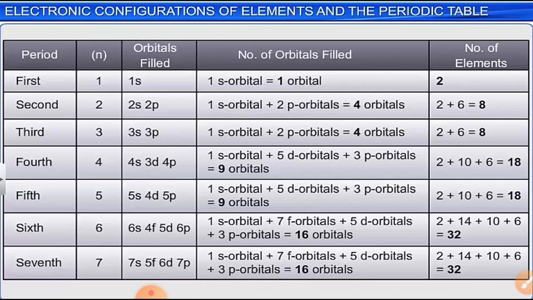The fourth period has 4s, then 3d and then 4p, so 18 elements. Fifth, 5s, 4d and 5p, again 18 elements. Sixth and seventh have the configuration 6s, 4f, 5d and 6p orbitals in the sixth period, so 32 elements. And in the seventh, 7s, 5f, 6d and 7p, again 32. And how many orbitals each subshell will have, that is also given. So you need to learn this, and with this it would be very easy to know the elements and the configuration relation in the modern periodic table.